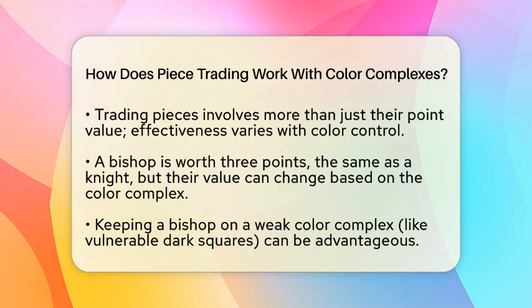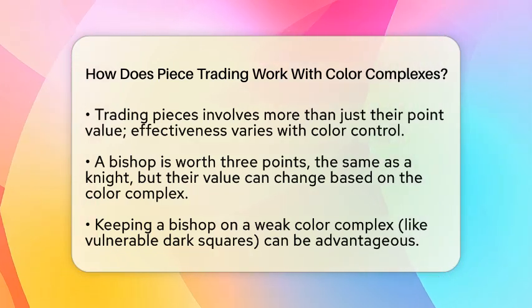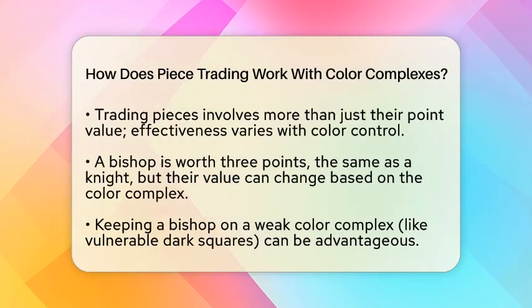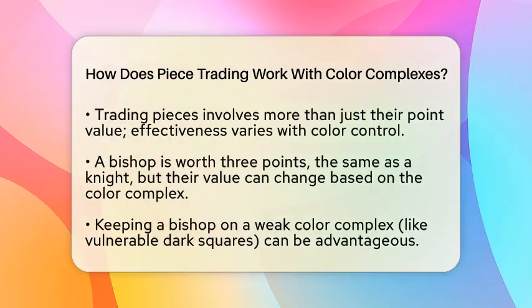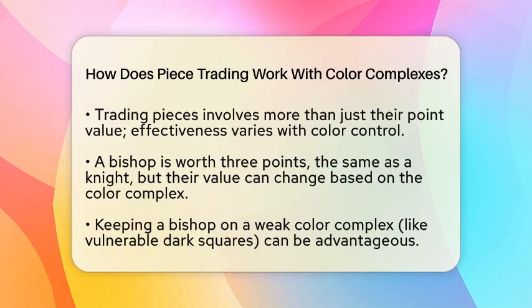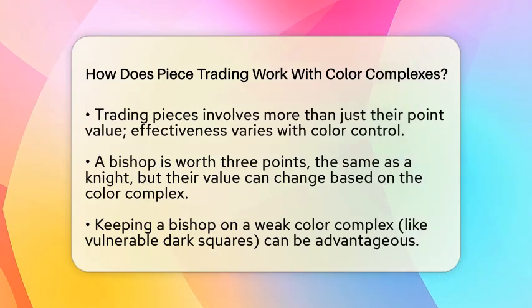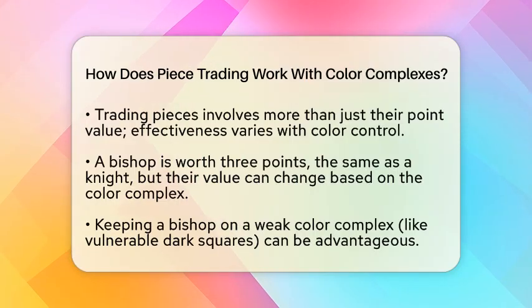Let's say your opponent has a weak color complex, like vulnerable dark squares. In this case, you want to keep your dark-squared bishop or even trade pieces that can exploit that weakness. On the other hand, if your opponent's pieces are strong in a color complex, it might be wise to trade off your pieces that operate in the opposite color complex. For example, trading your light-squared bishop for an opponent's knight could be beneficial if you control the light squares well.